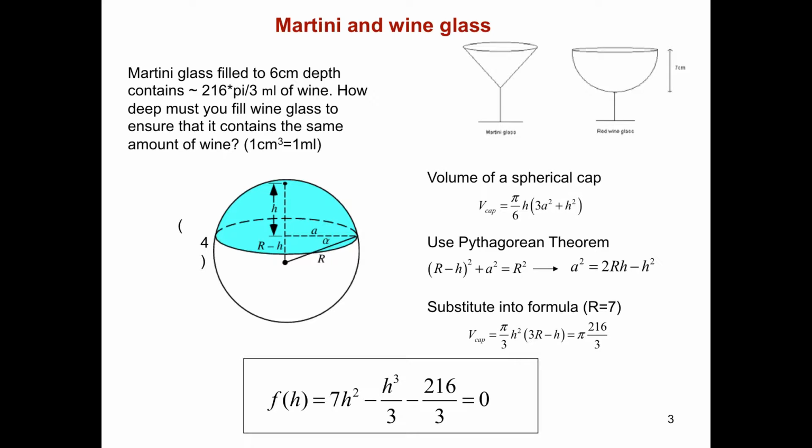I don't know, how many of you are legal to drink? Not so many, so maybe not so interesting an example yet, but it might come in handy later. So there's a martini glass, there's a red wine glass, and here's an example. If my martini glass is filled to 6 centimeter depth, it contains 216 times pi divided by 3 of wine. So that's a certain volume in milliliters. How deep must you fill the wine glass to ensure that it actually has the same amount of wine as you have for the cocktail?